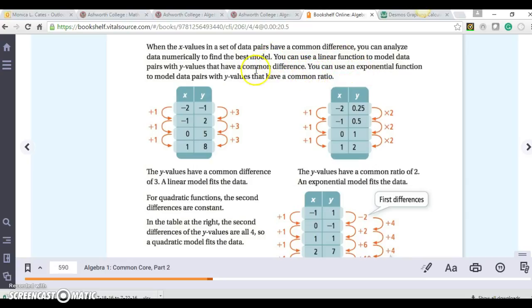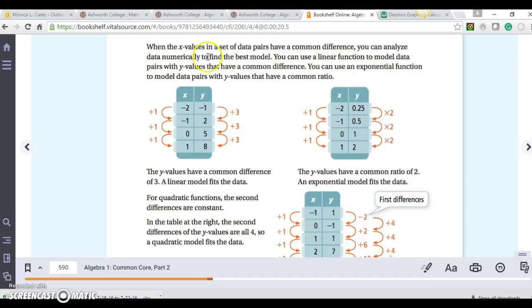You can use a linear function to model data with y values that have a common difference. So here is an example of a linear function. I notice from -1 to 2, if I add 3, 2 to 5, add 3, 5 to 8, add 3. The difference is always going to be plus 3, so that means this has to be a linear function.